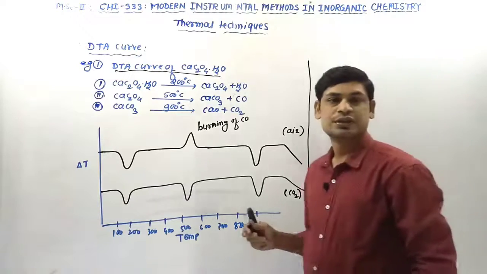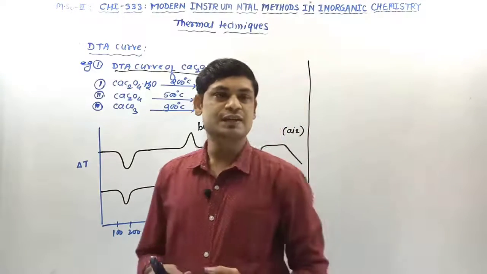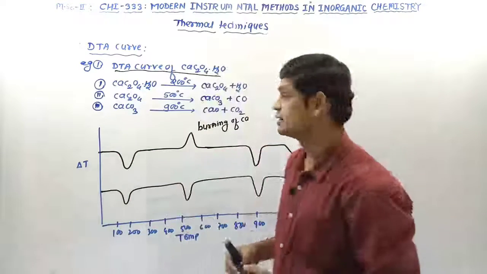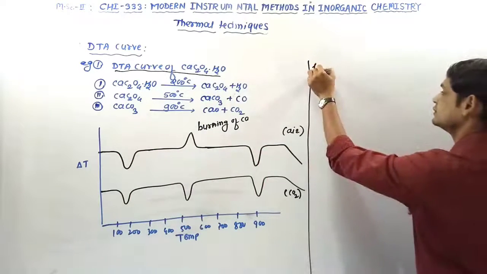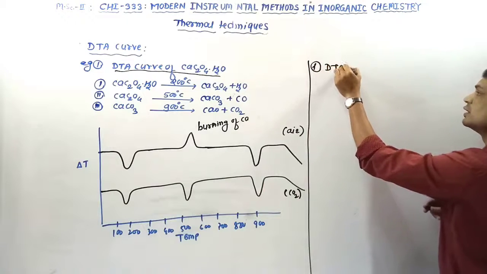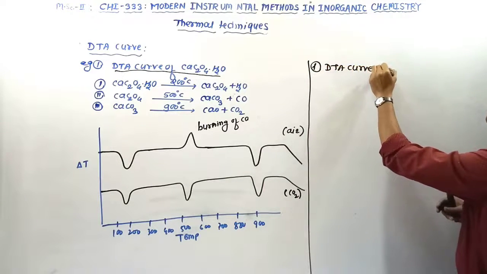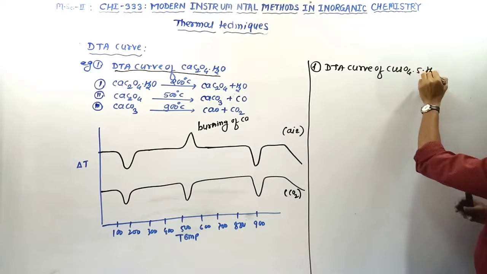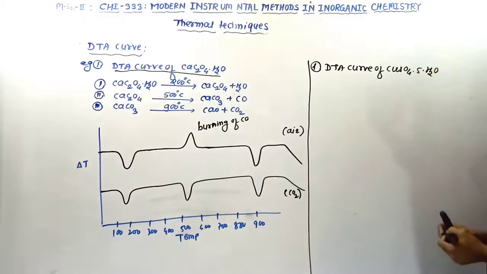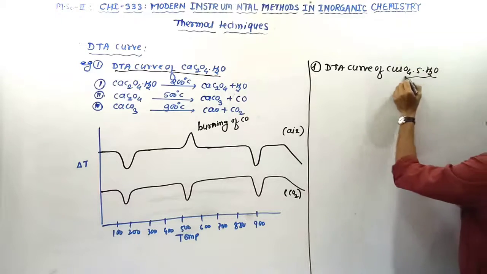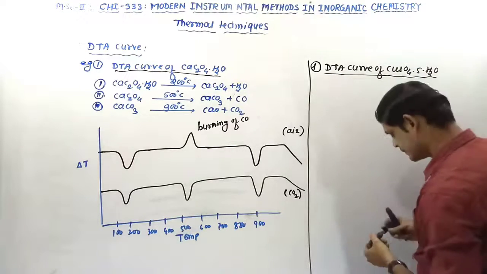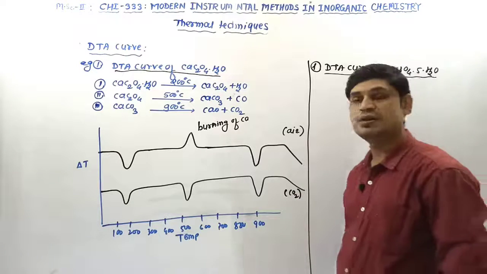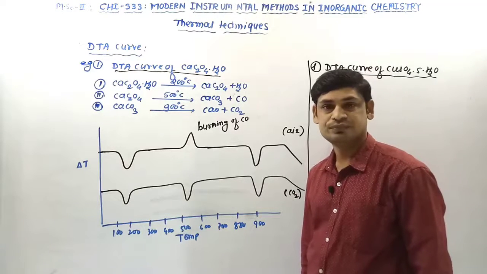We can take the second example of copper sulfate pentahydrate. Second one, DTA curve of copper sulfate pentahydrate. As in the previous example, first of all we will discuss the reactions and then we'll draw the DTA curve.